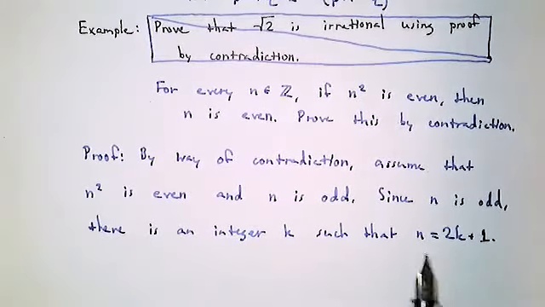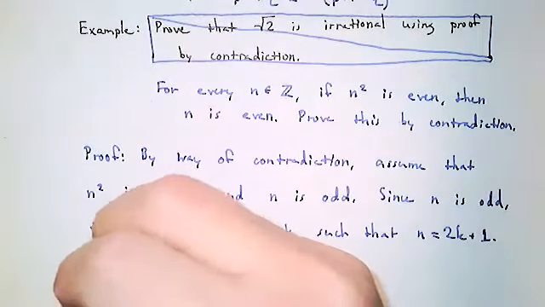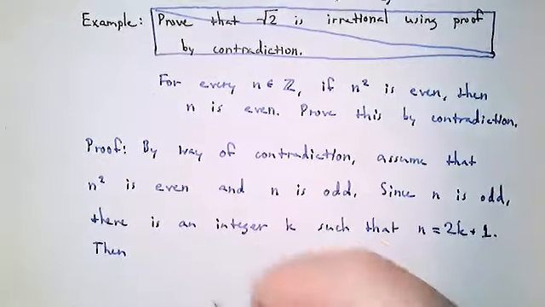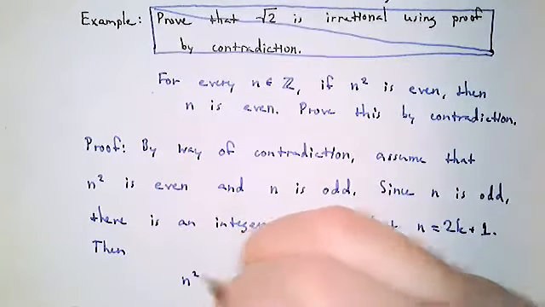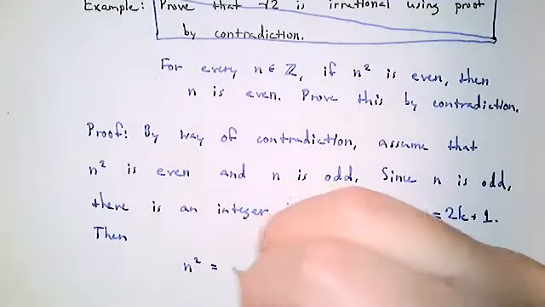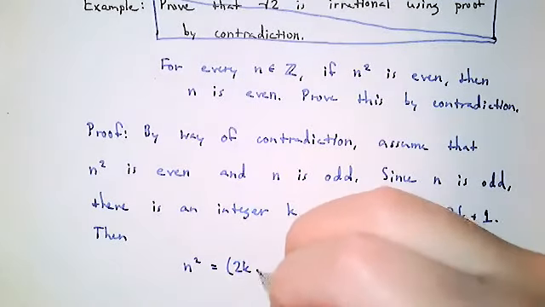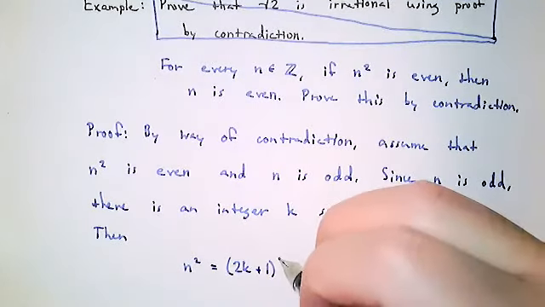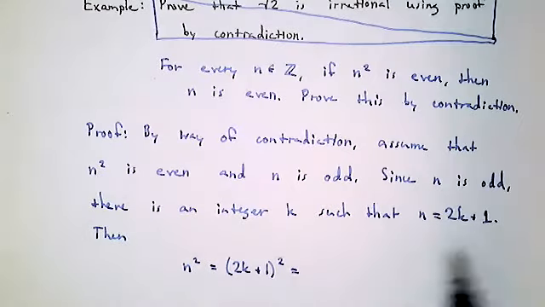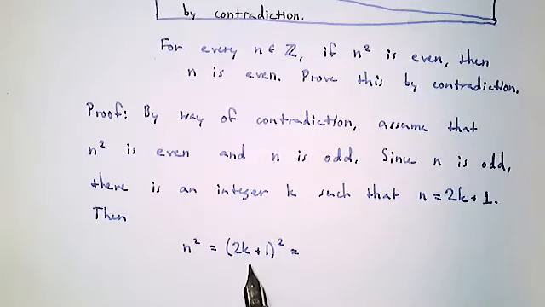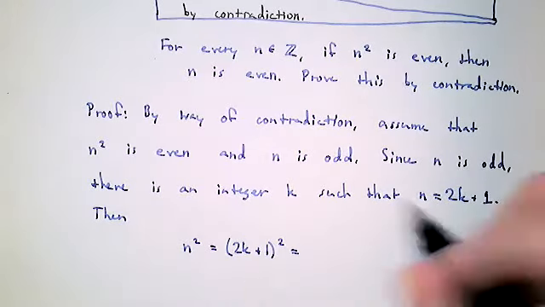Okay, so if n is equal to 2k plus 1, then we can square it. n squared is equal to (2k plus 1) squared, just substituting n. We'll have to FOIL out here. Maybe we'll write all of it.